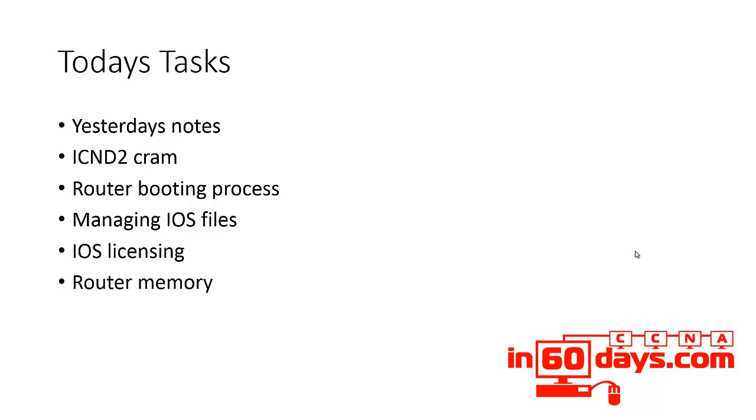Look at the types of router memory. So DRAM, flash memory, CPU, ROM. What is it? What does it do? What's the function?